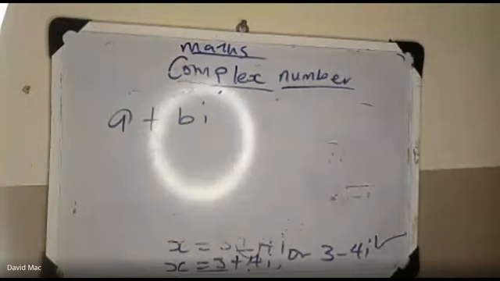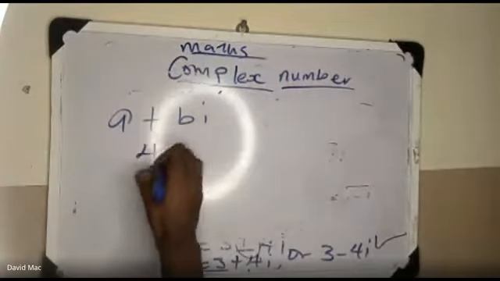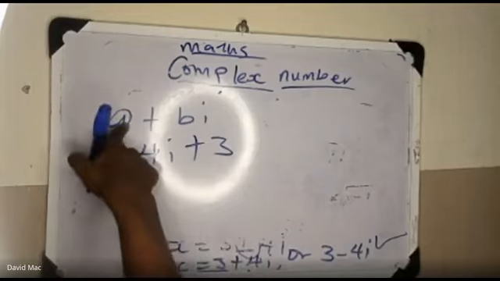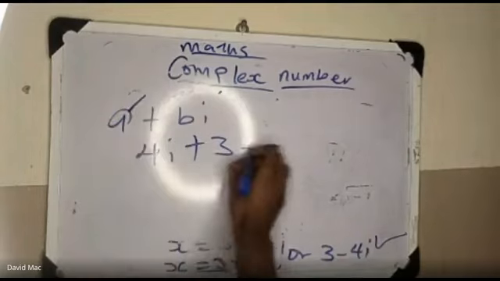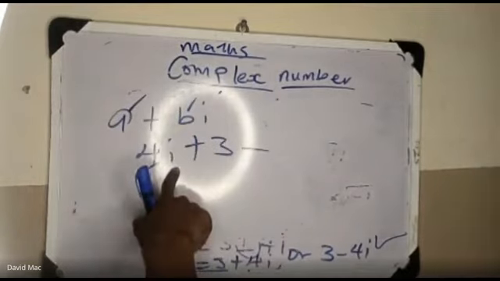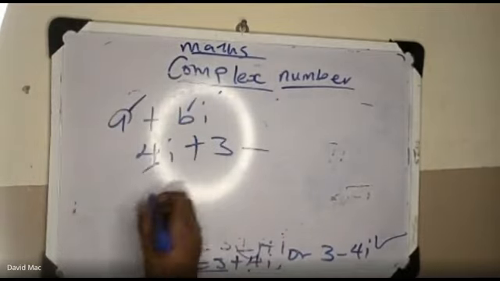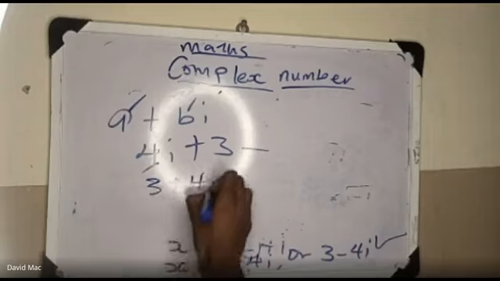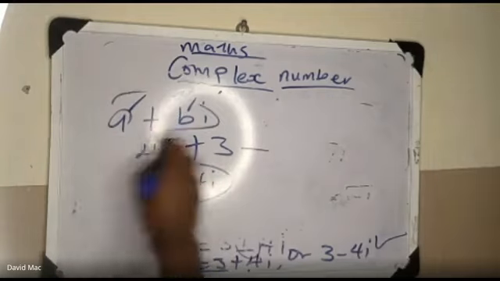So when writing your answer, even though it comes like this, 4i plus 3, you have to arrange it like this. Your a here is your 3, your b here is your 4. Do you understand? Then your i is your imaginary number. So if you are to arrange it, it's supposed to be 3 plus 4i. That's all. This is following this pattern.